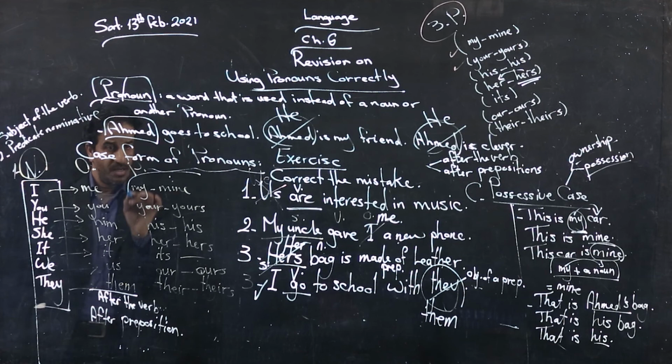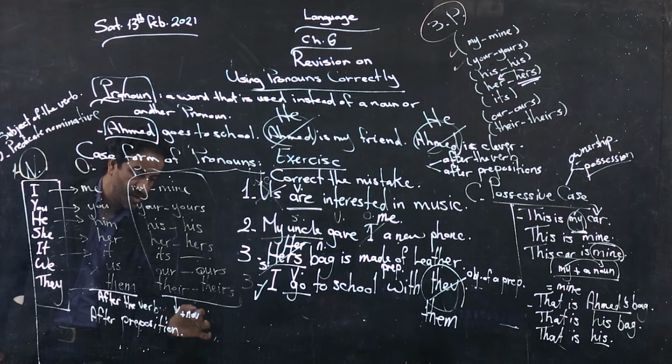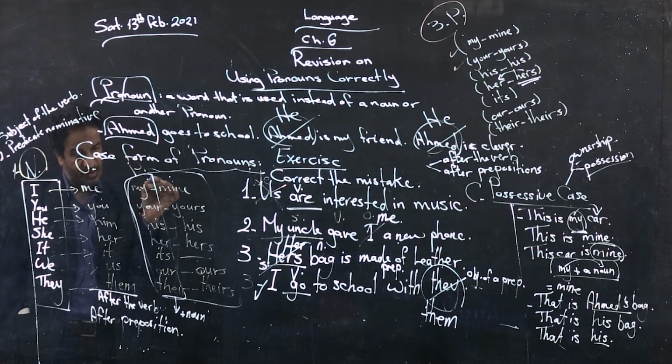Possessive case to show ownership or possession. My, your, his, her, its, our, their, plus noun. So my plus noun, your plus noun, his plus noun, her plus noun, its noun, our noun, their noun. So we can say my car, your pen, his bag, her dress, its tail, our school, their club. Instead of these pronouns plus the noun we use mine, yours, his, hers, ours, theirs.